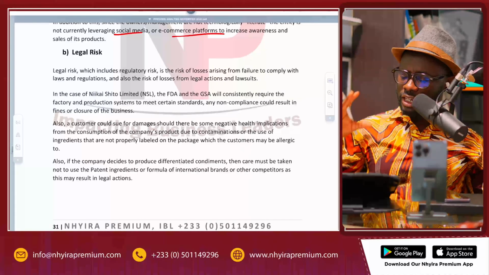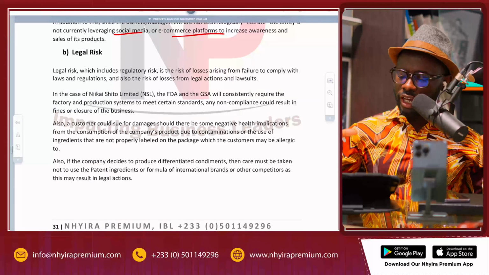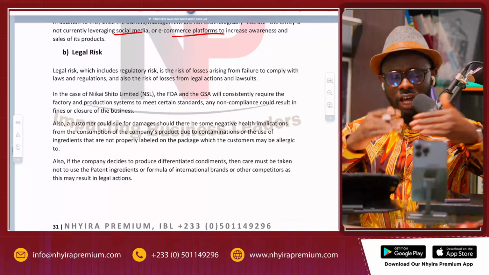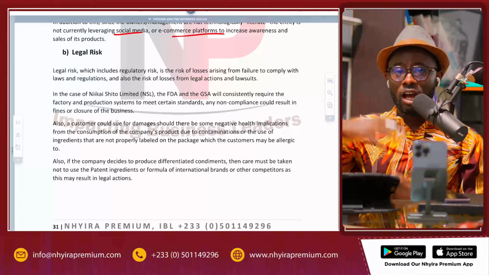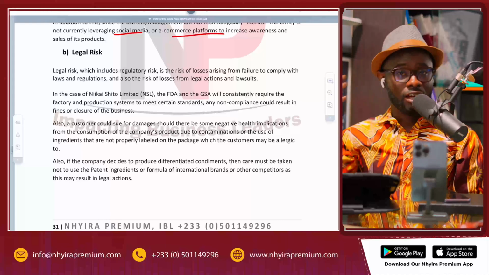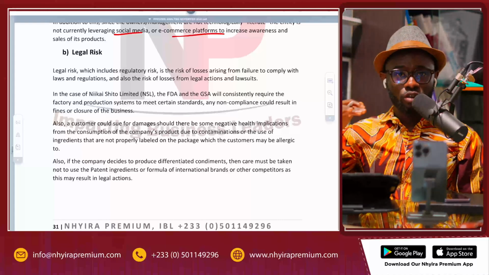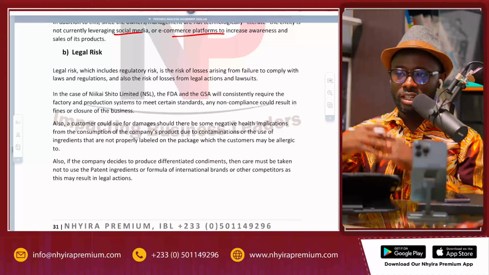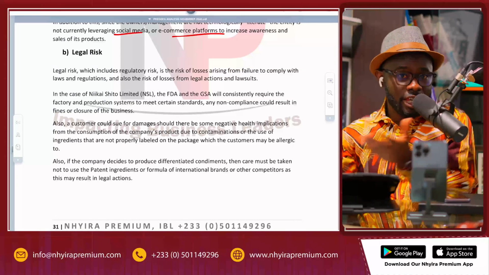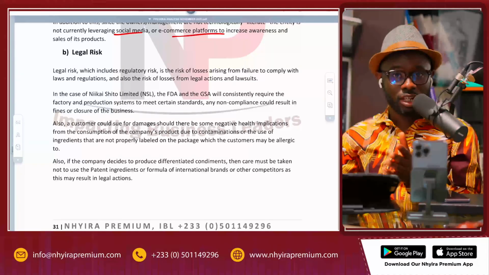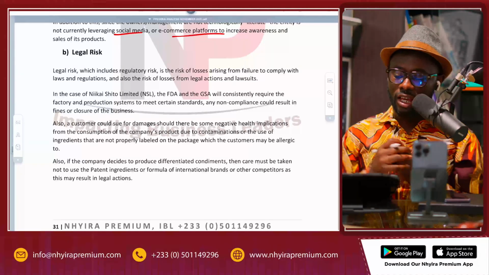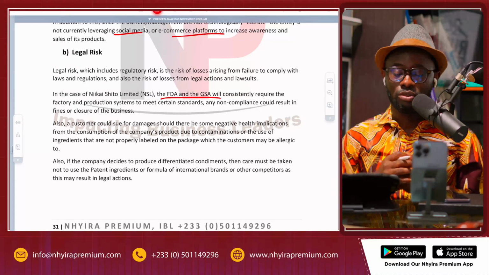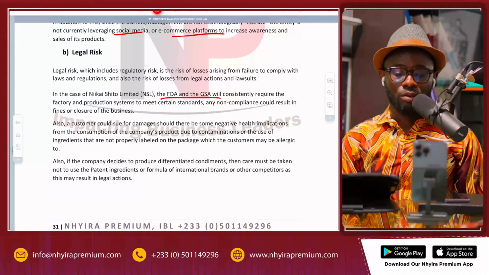So we mentioned that the way they can reduce or manage this type of risk is to ensure that they consistently go with their quality product, the quality control measures that they are putting in place, and most importantly, ensure that they are using the best ingredients to avoid any contamination, and continue to adhere to the FDA and GSA's guidelines when it comes to their operations.